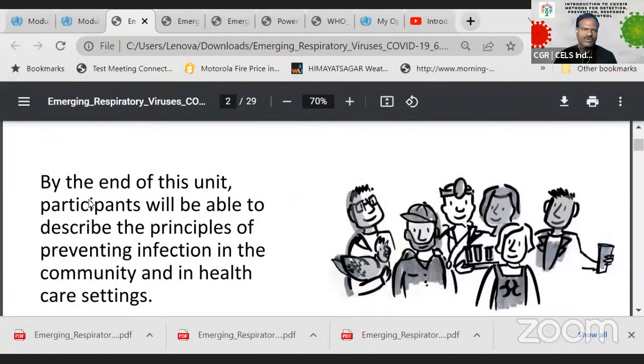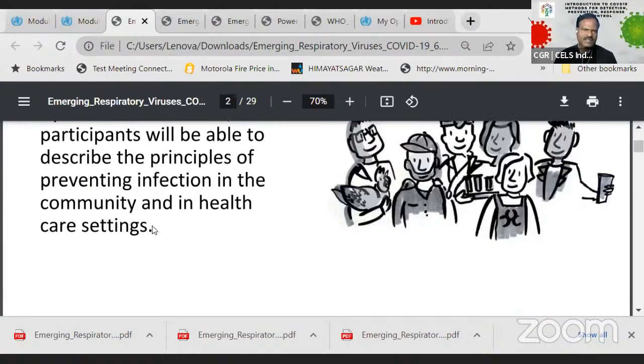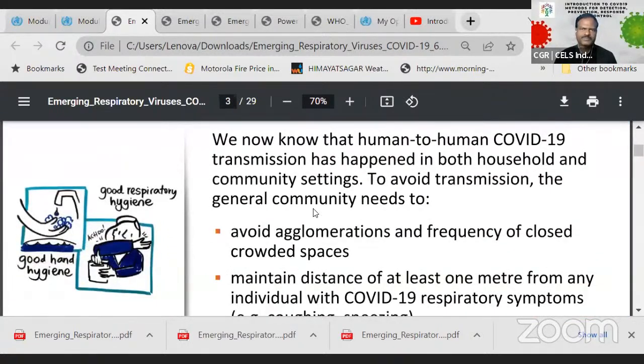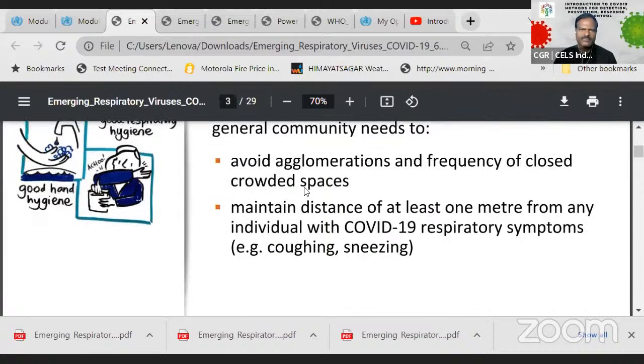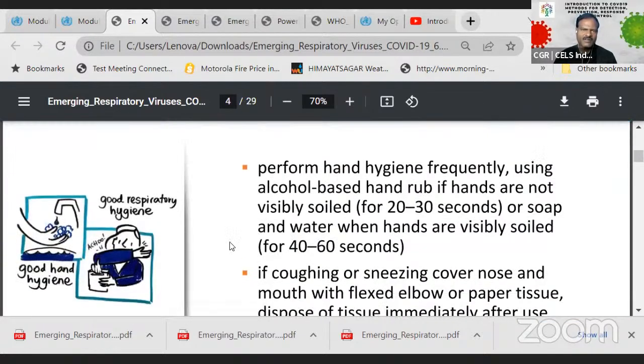So here, how do we prevent finally? Here we would learn preventing infection in the community and healthcare settings. Human to human COVID-19 transmission happened in both household and community settings. Say you have gone to a shopping place, there you got impacted, and at home also somebody went outside and came back. So avoid agglomerations and frequent closed, crowded spaces. Maintain distance, it's already there. Even right from module 1, we are learning some of these things.